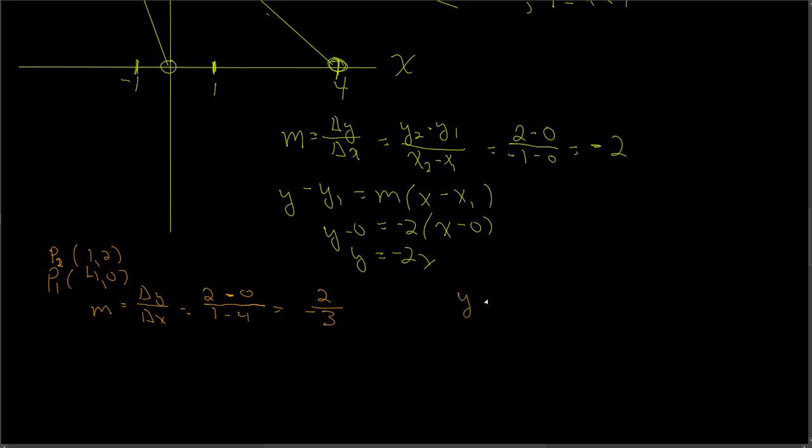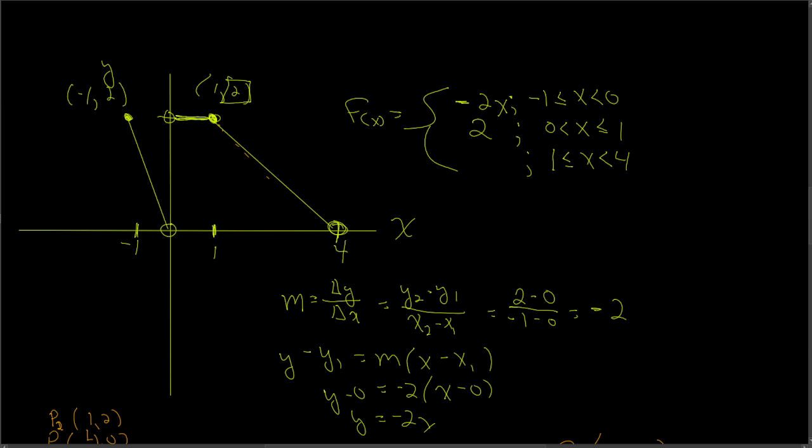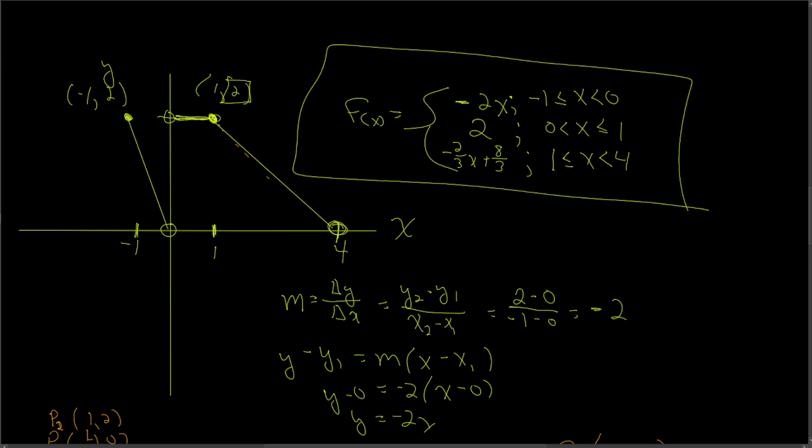Now I'll come back and do my point slope formula. And again, I'm going to use the point 4, 0 because that'll give me a 0 for this y component. And that gives me y equals negative 2/3 x minus 8/3, or plus 8/3, because a minus times a minus is positive. And so that gives me my third piece of my piecewise function: negative 2/3 x plus 8/3. And we have a piecewise function that takes care of this graph.